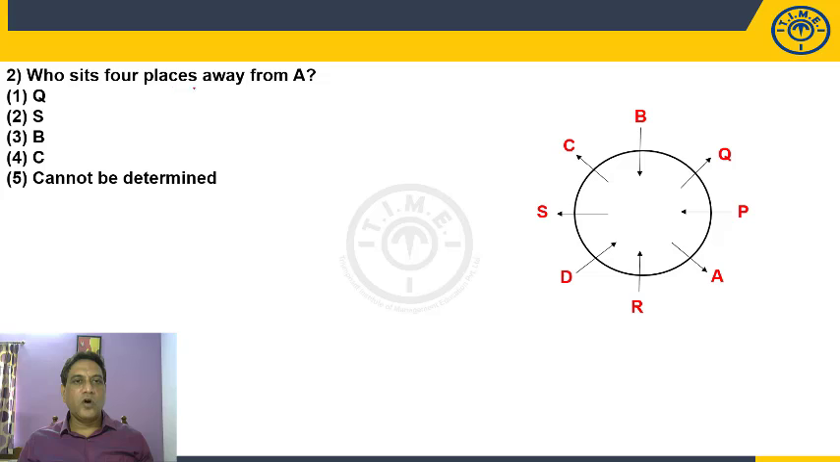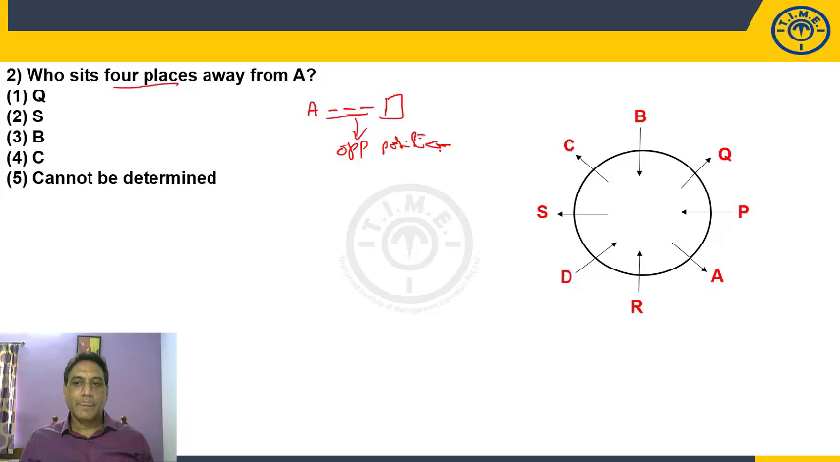Who sits 4 places away from A? 4 places away, is it towards left or right? We do not know. 4 places away means there should be 3 in between. But when there are 8 persons sitting around the circle, 3 in between implies that they will be in opposite positions. Now let us check that.